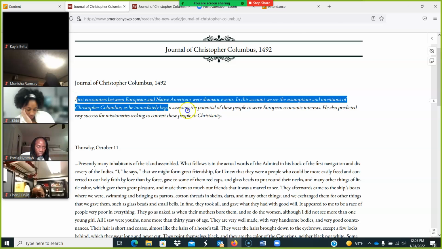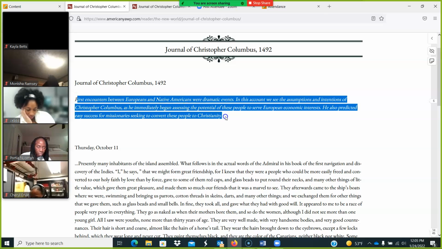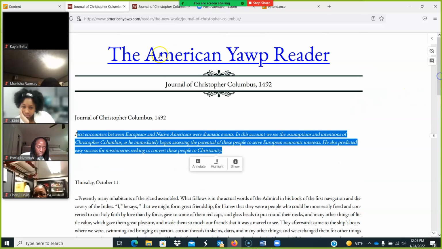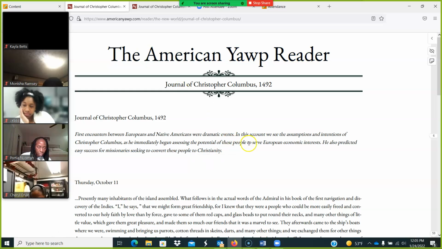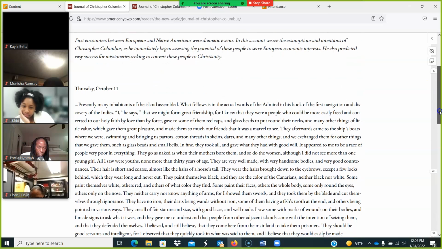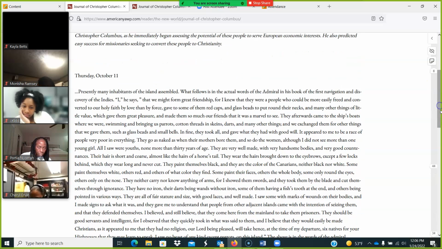Did Christopher Columbus write this? No. Who wrote that? The American Yawp Reader? Yes, the editors of the American Yawp Reader wrote that. So it's a little preface. Then where it says Thursday, October 11th, that's where it begins to be Columbus's language.